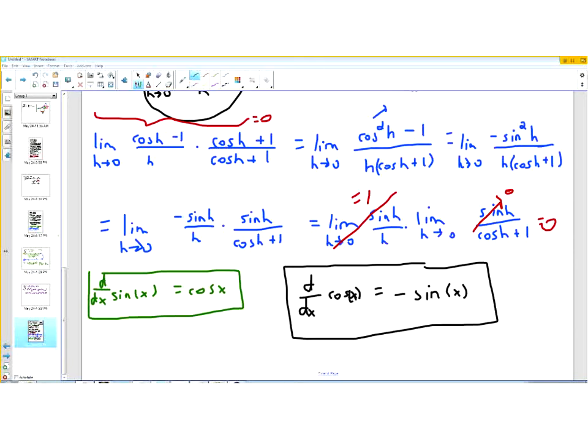So we can now derive what the derivative of the tangent function is. So let's do that next on the next page.